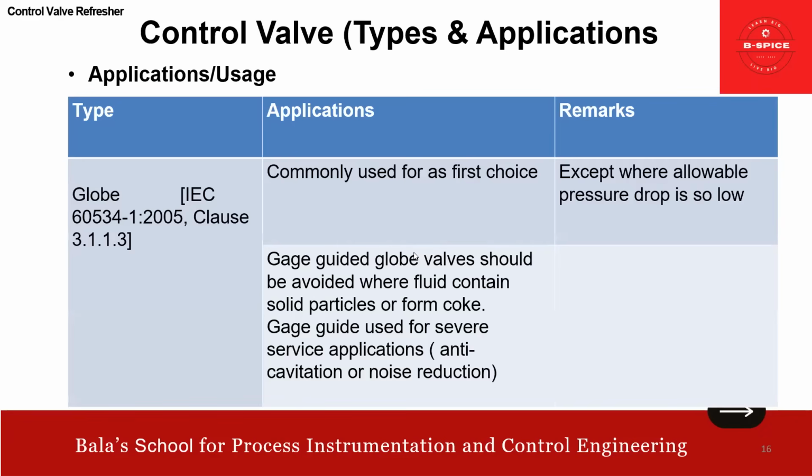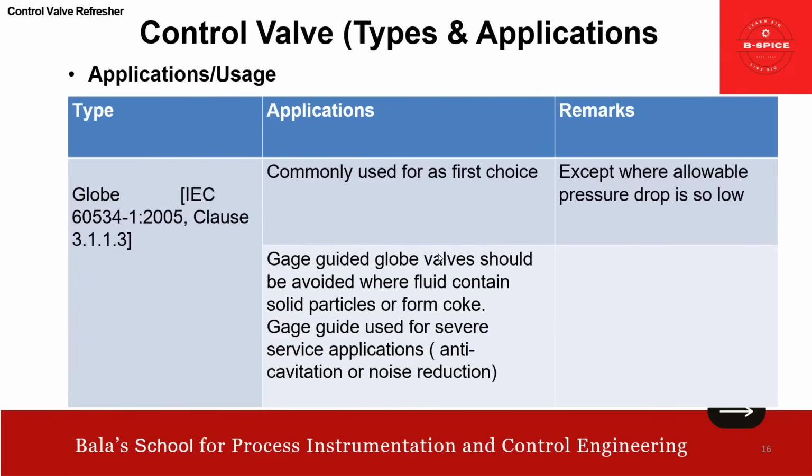Now, a very important stage of this video: application. First, we'll talk about the globe valve. I have given an IEC reference for your reference: IEC 60534-1:2005, clause 3.1.1.3. The globe valve is commonly used as a first choice, except where the allowable pressure drop is so low. This point we need to consider: when the allowable pressure drop is so low, we can't deploy a globe valve.